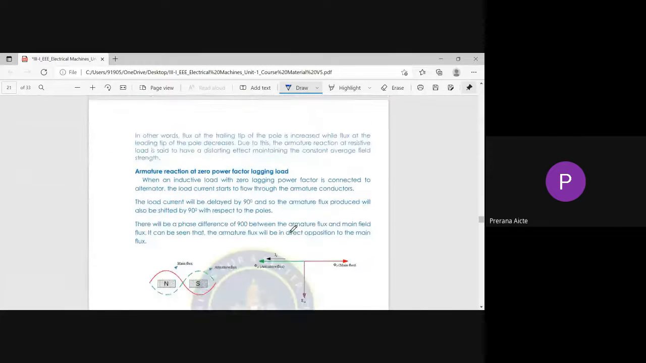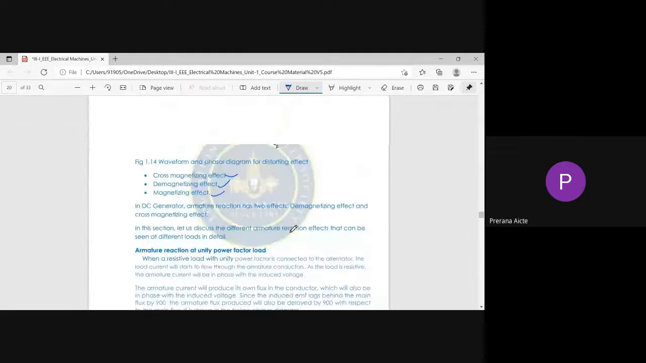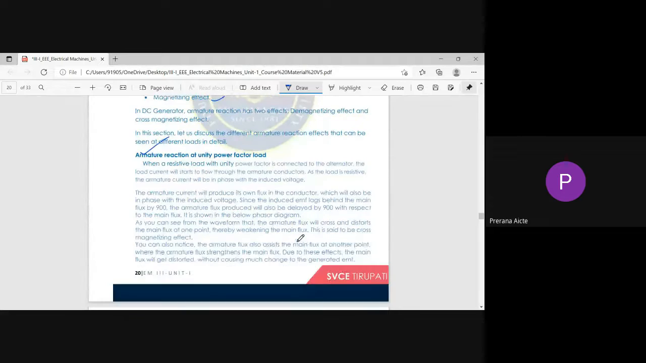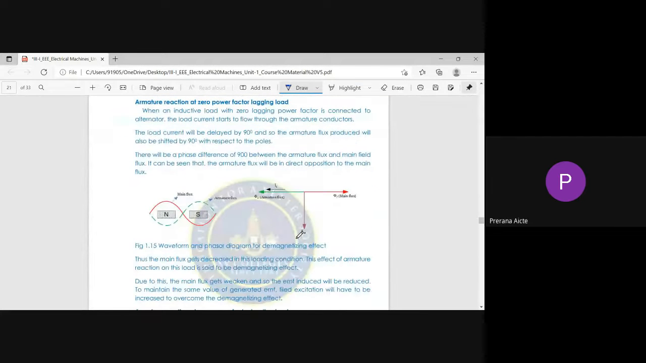See here, when we take armature reaction at unity power factor load, unity power factor load means when we connect a resistive load to the alternator. See here, I am drawing the symbolic representation of the alternator.